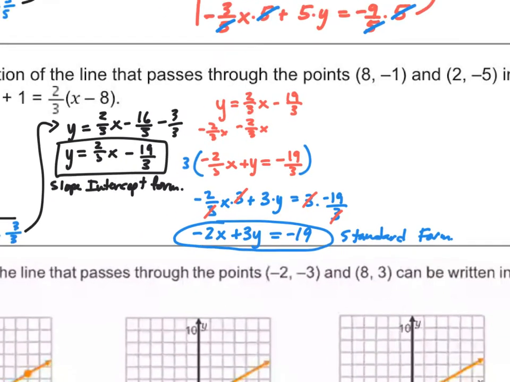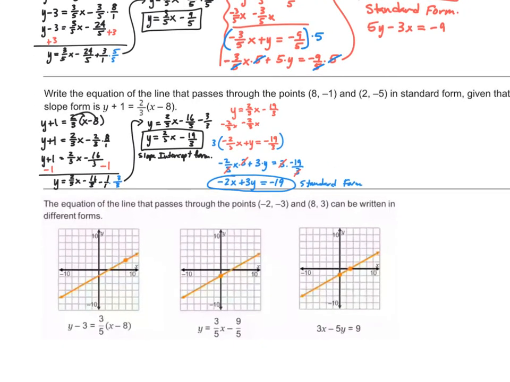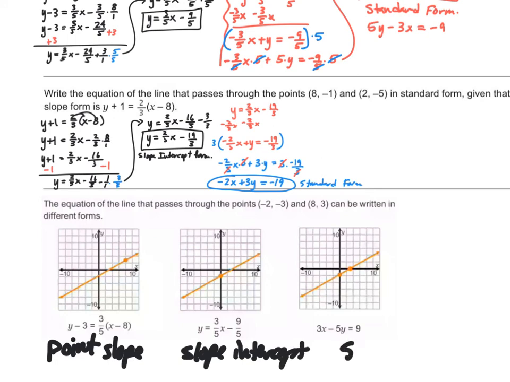Then it says the equation of the line that passes through these 2 points can be written in different forms. And so what you have is this form here, which is in point-slope form. This is in slope-intercept form. And this is in standard form.